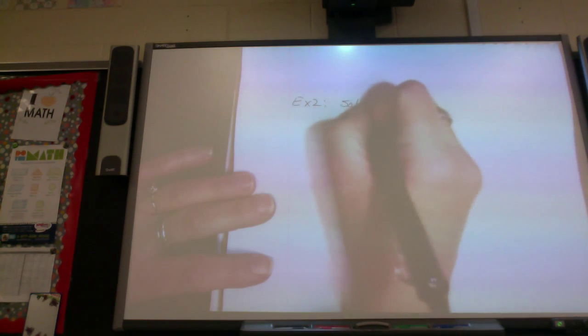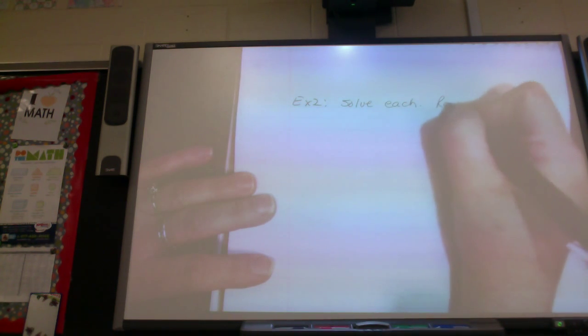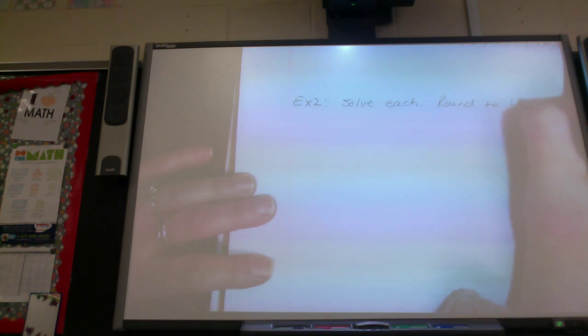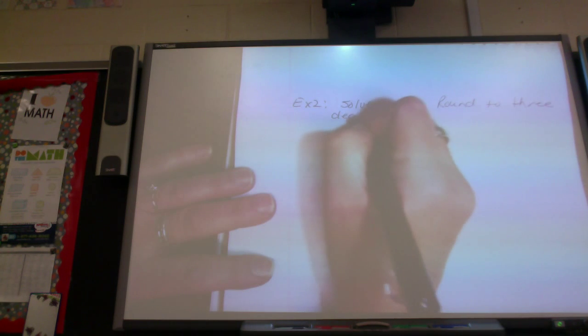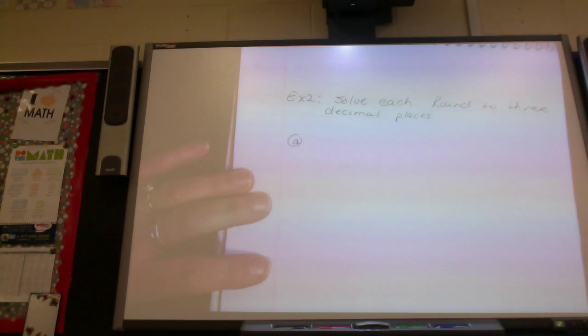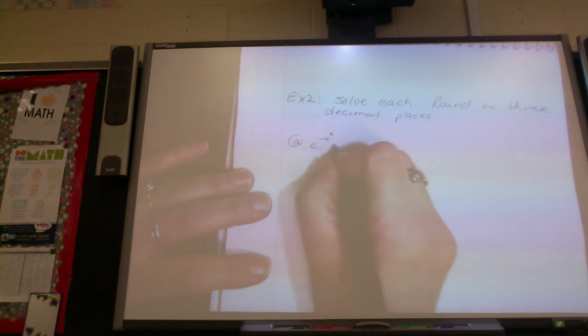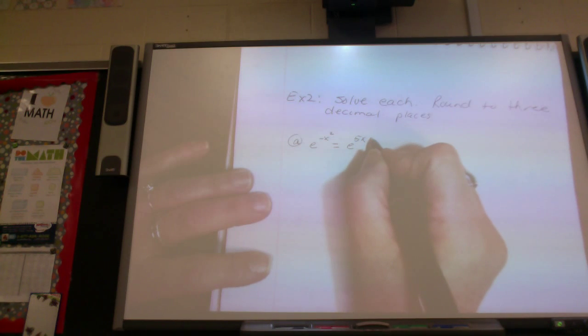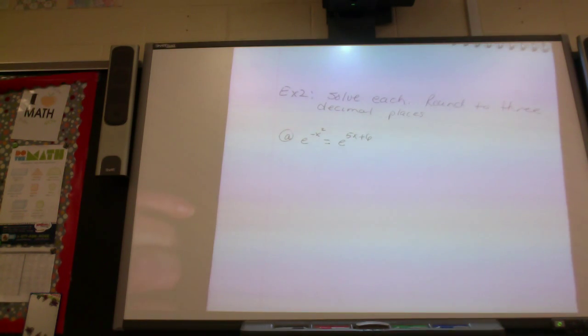Sample 2. Solve each and round to 3 decimal places. e raised to the negative x squared equals e raised to the 5x plus 6.